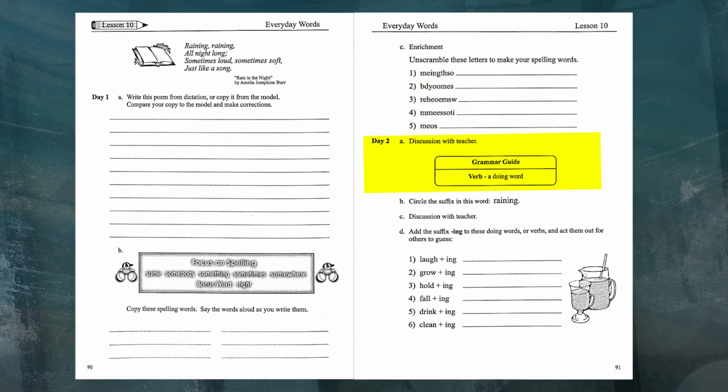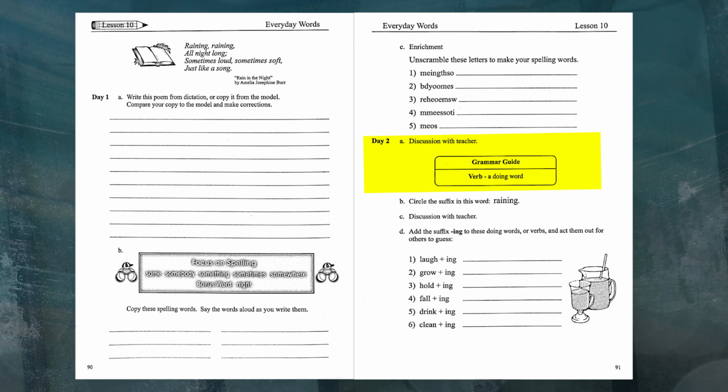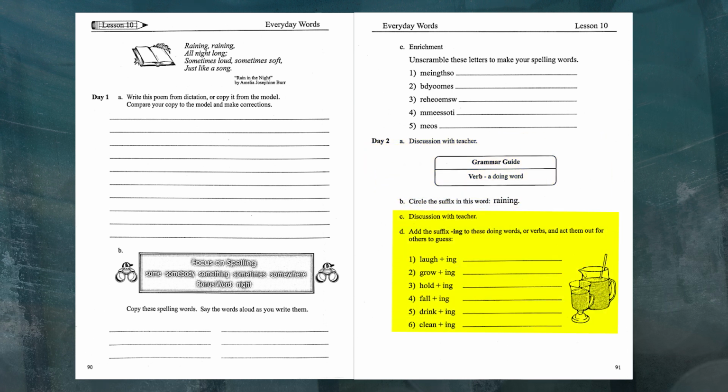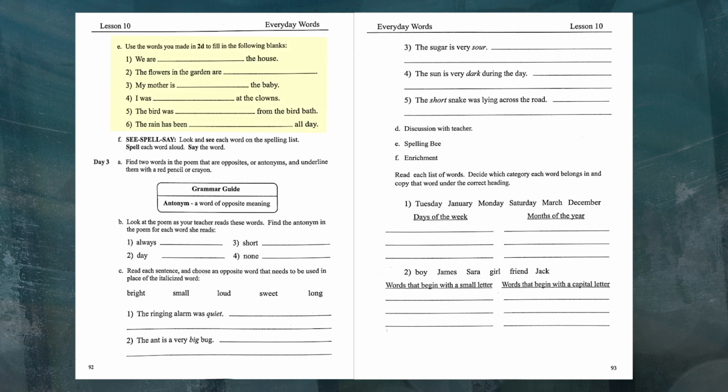Tuesday, find the word rain in the poem and underline it. This is a verb as well as a root word. Explain the use of suffixes and prefixes such as raining. Complete the next 2 exercises in your workbook. Review your spelling words by saying each word out loud.